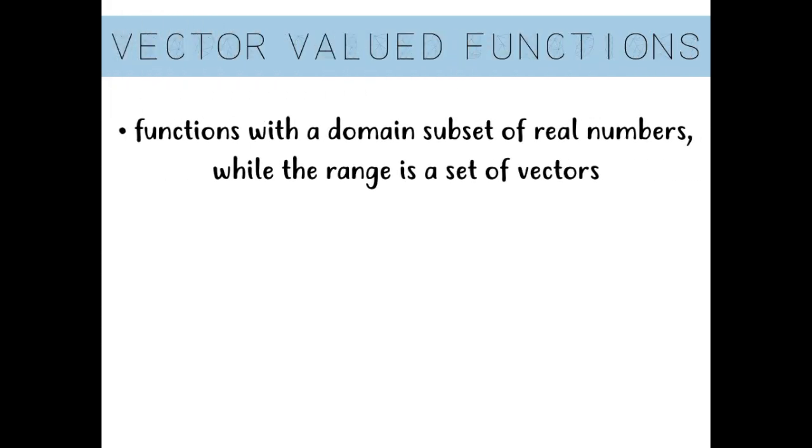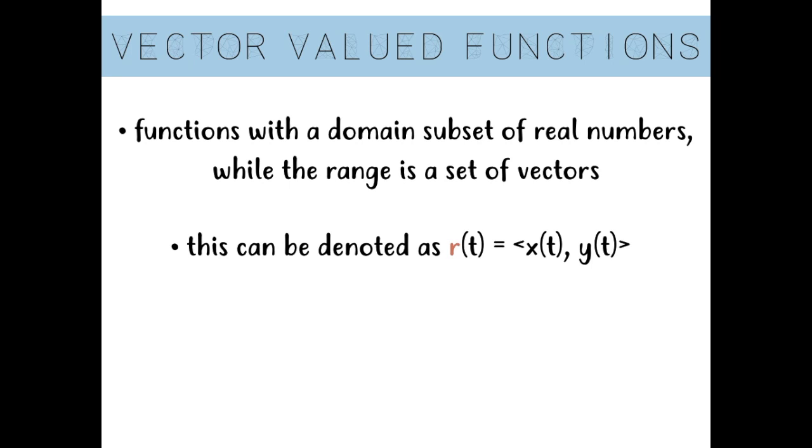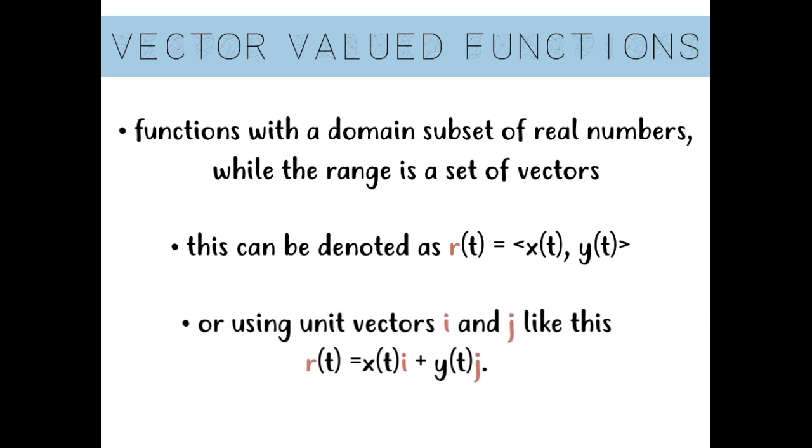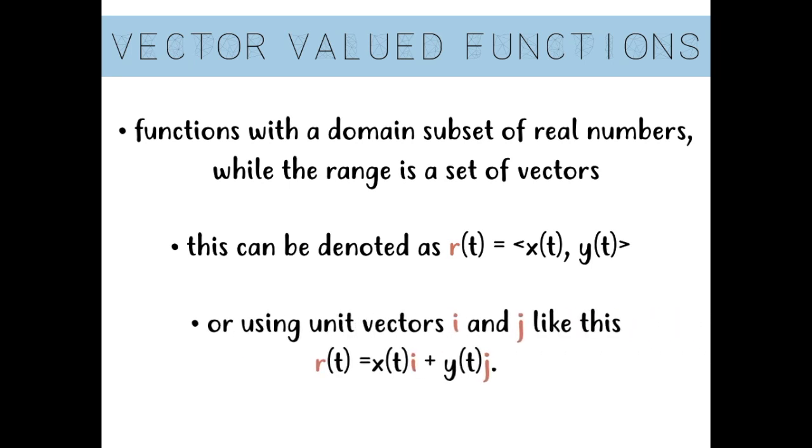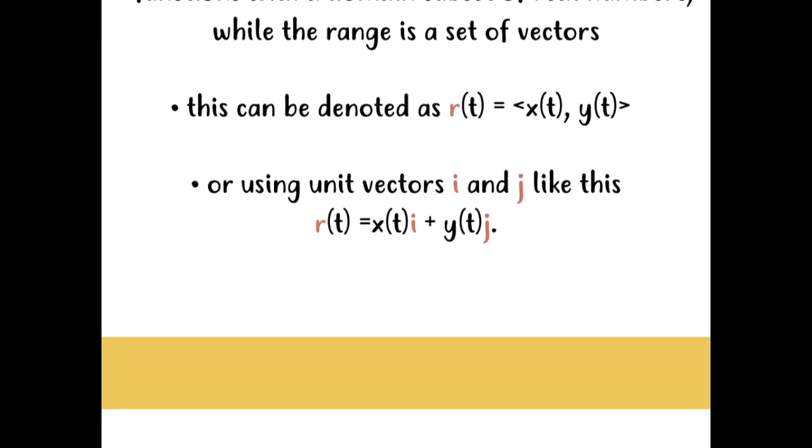Let's look at a different topic, vector-valued functions. These are functions with a domain subset of real numbers, while the range is a set of vectors. This can be denoted as the following, or we can use unit vectors, like this, and they're usually bolded to indicate they are vectors. There are three vectors we can have for particle motion.